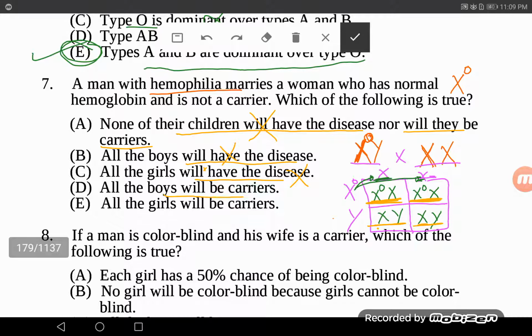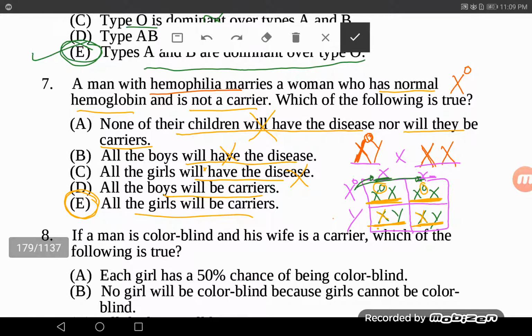All the boys will be carriers. Here we can see in the Punnett square very clearly that the X is coming from the female, and the female has normal hemoglobin and is not a carrier, so the boys will not be carriers. All the girls will be carriers, yes, I mentioned it here. The girls, because one of the X chromosomes of the girl is carrying that allele. Okay, so the answer for the question is E.